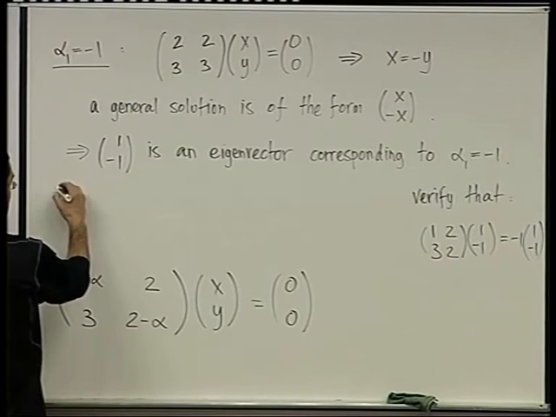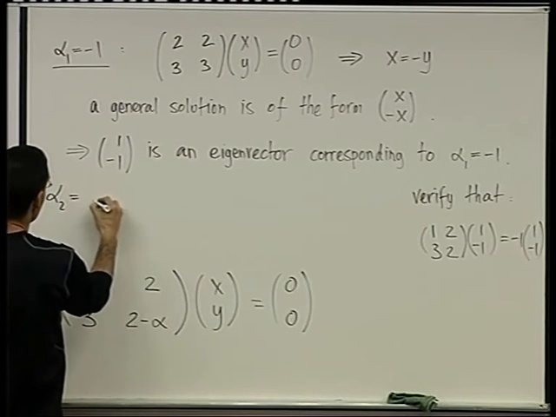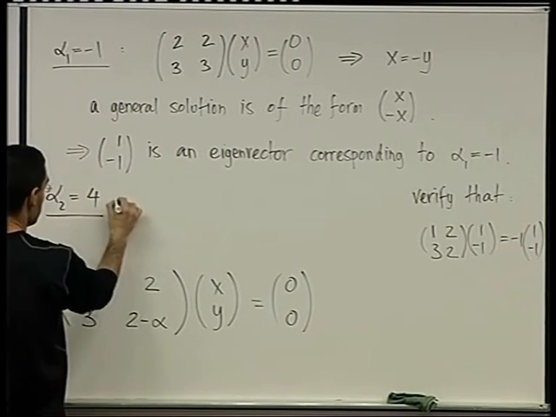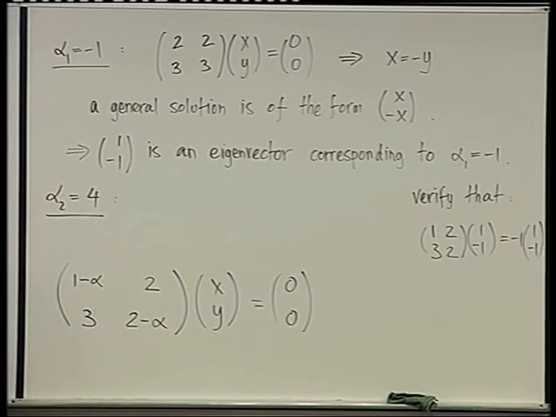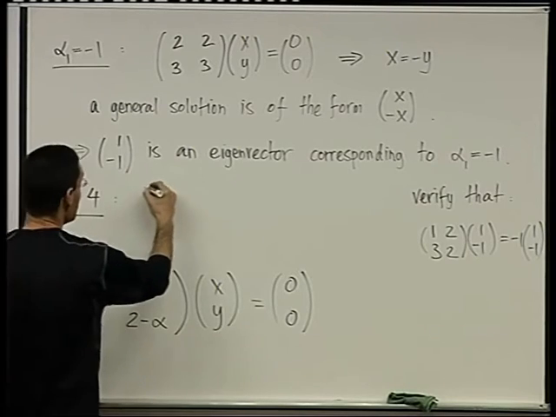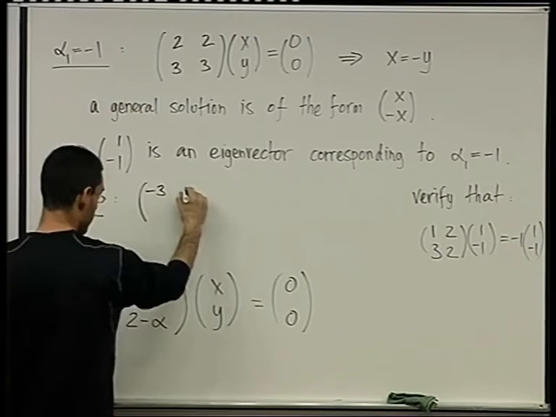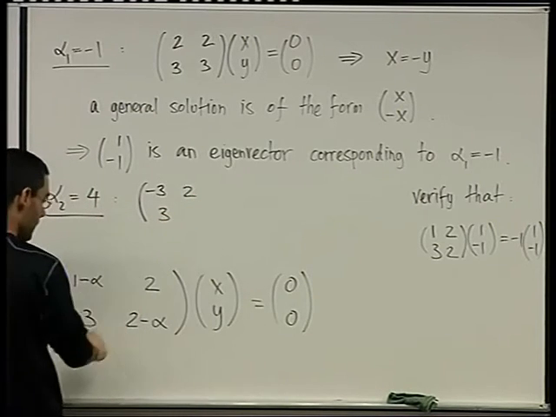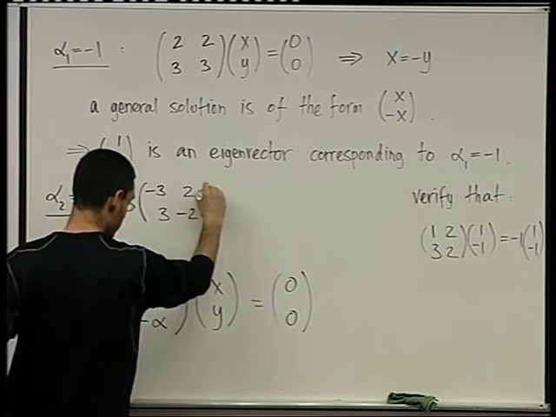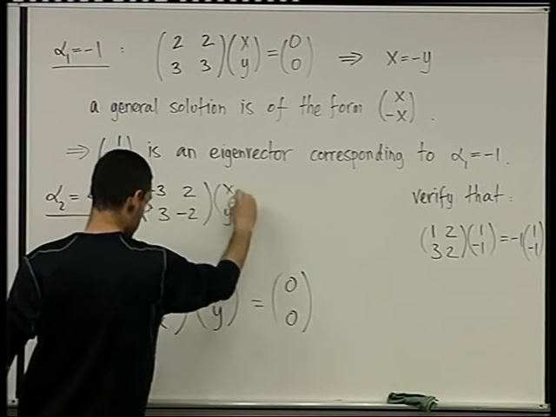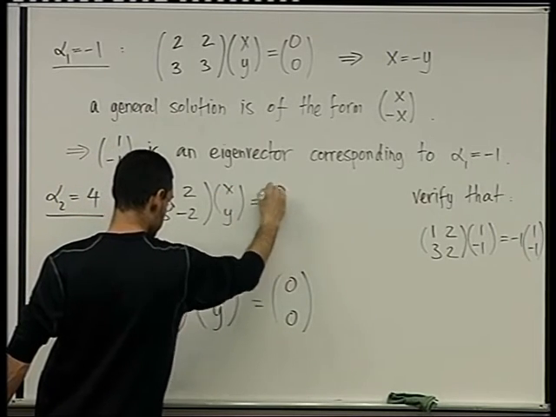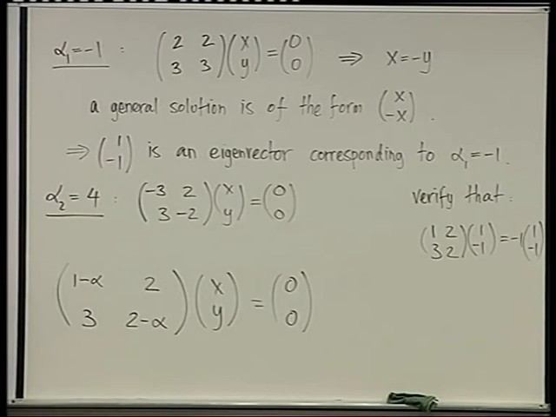There's another one. Now there's alpha 2, which was 4. Let's solve the system that results from plugging in a 4 here. So what do we get? We get the system 1 minus 4, 2, 3, 2 minus 4, times x, y, equals 0. This is the system that we get for the second eigenvalue in this example.